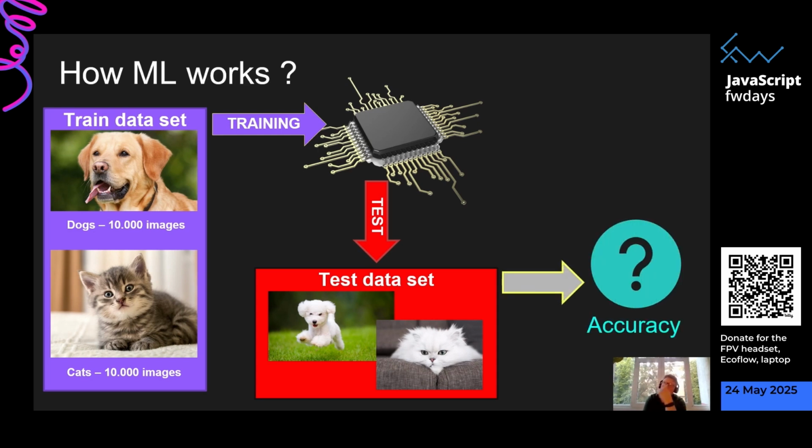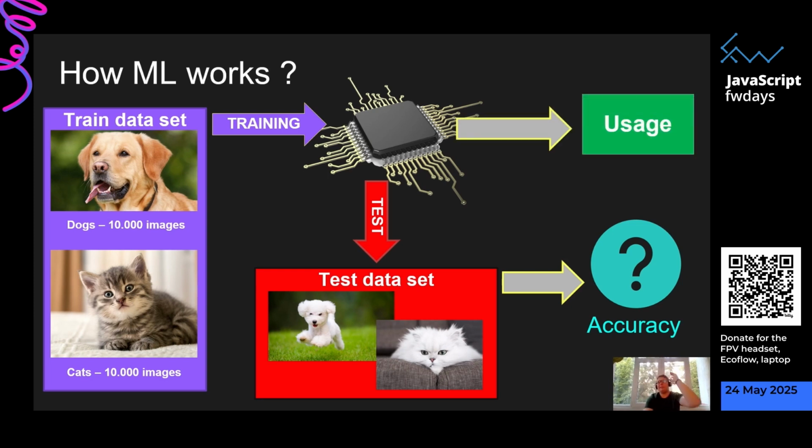Let's say that you have an accuracy of 80, and you are happy with it because the requirements were a minimum of 60%. Now I'm happy, I can go and use it.